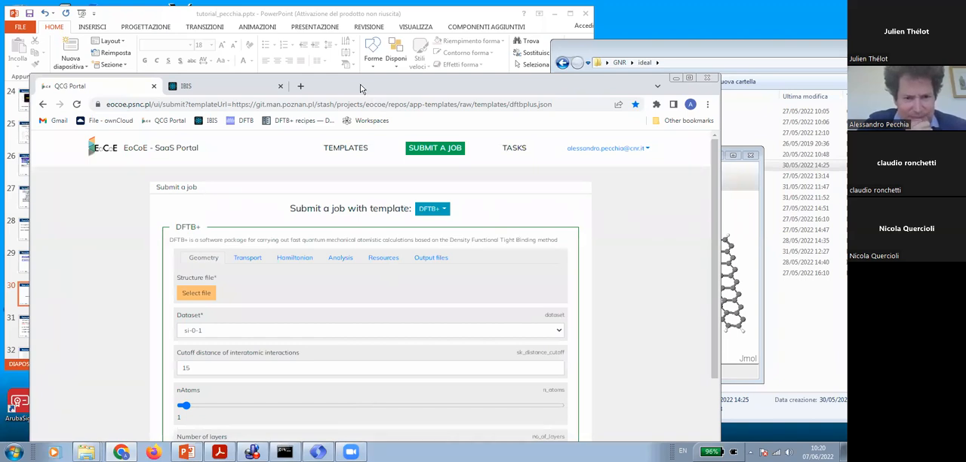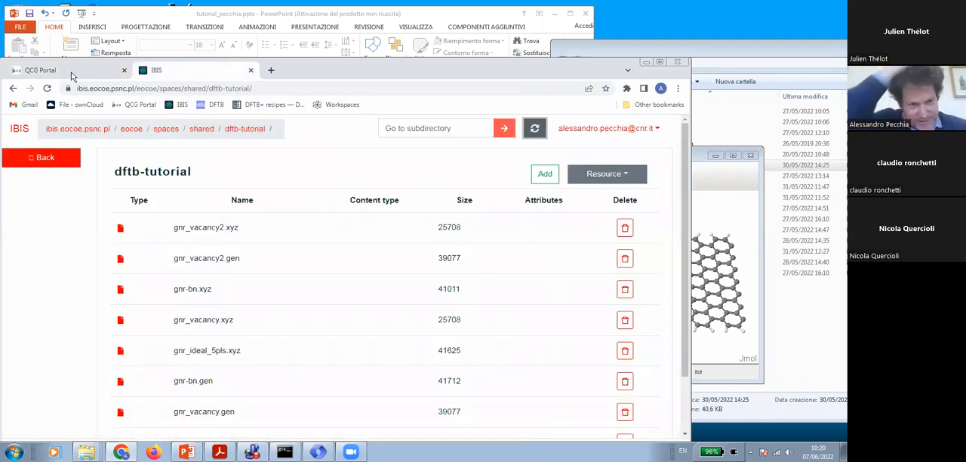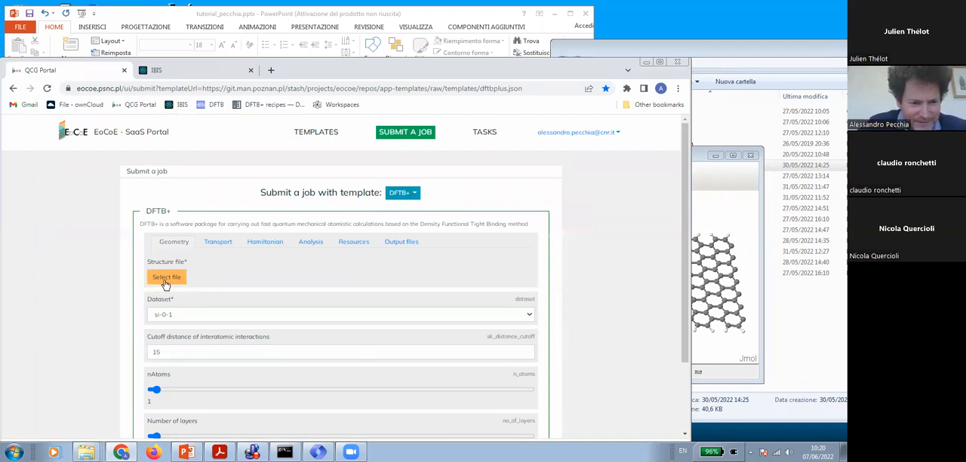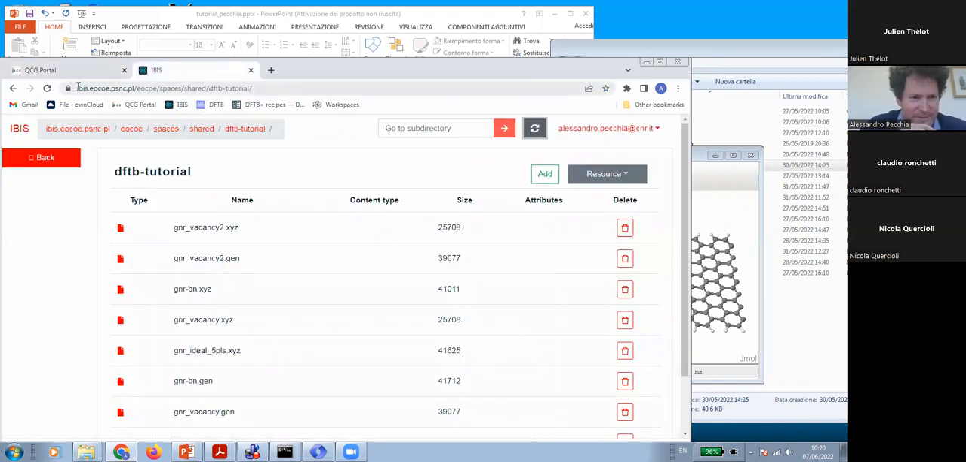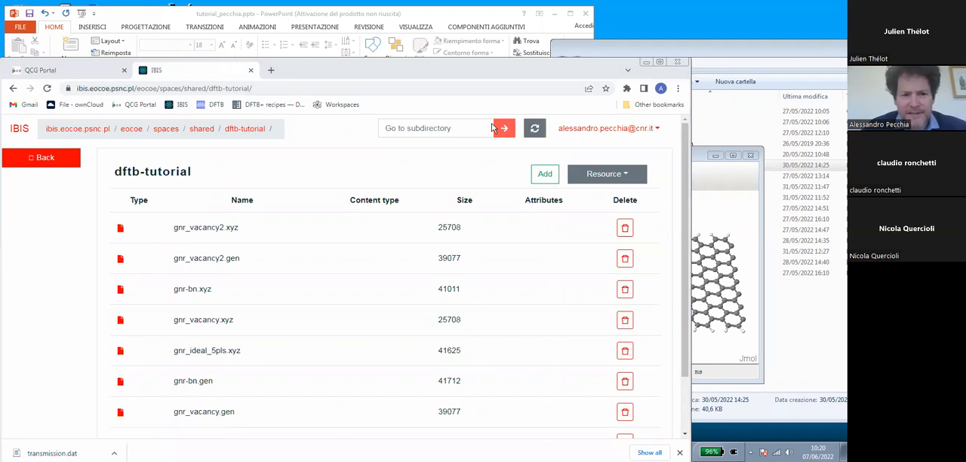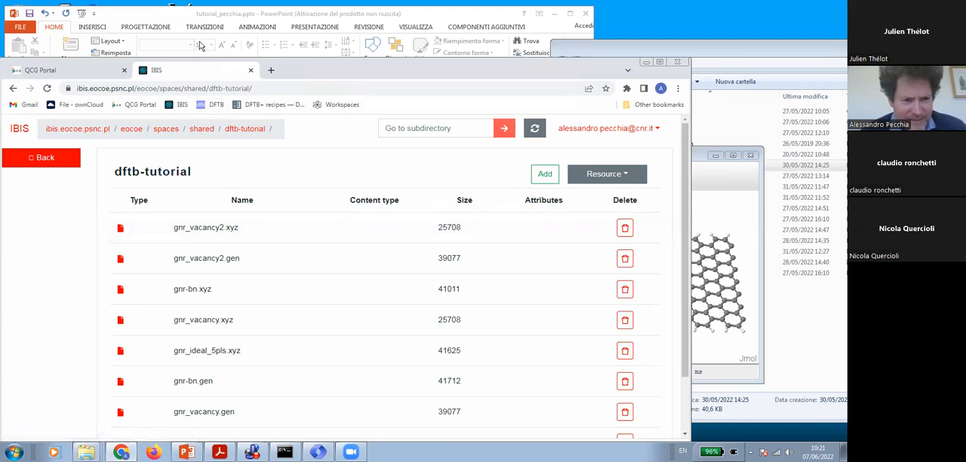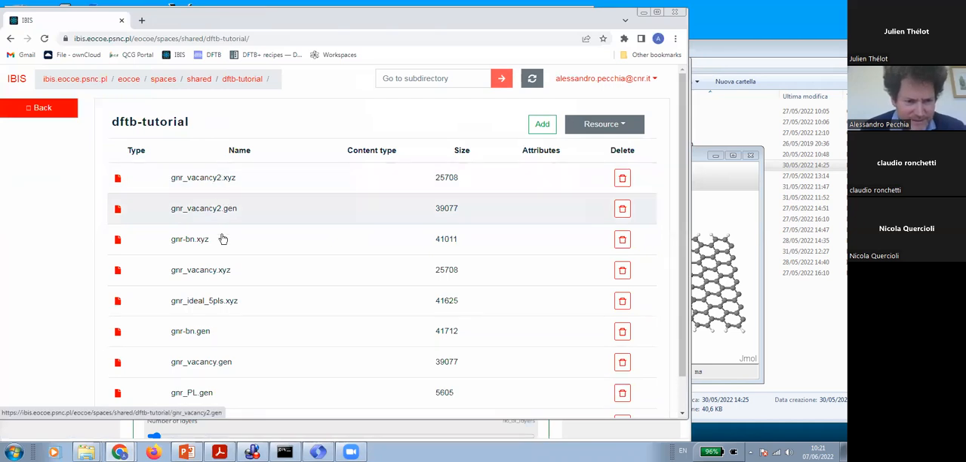And okay, this is the portal for the actual DFTB+ interface. If you also log in into the EBIS system, I mean, you have two ways. Either you go via select file and you enter EBIS, or you directly log in onto EBIS. This is the link. Actually, I can post it in the chat. I put everything on shared. So if you log in, probably you get to spaces and then shared, and then there is the DFTB tutorial. And there I uploaded some structures, then maybe I will upload others. Let's see.